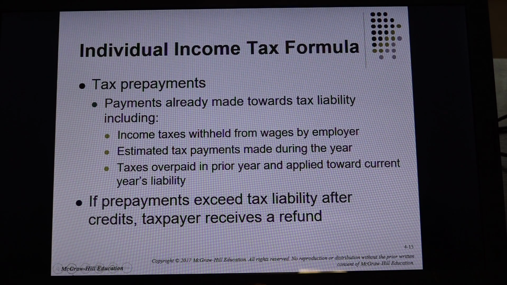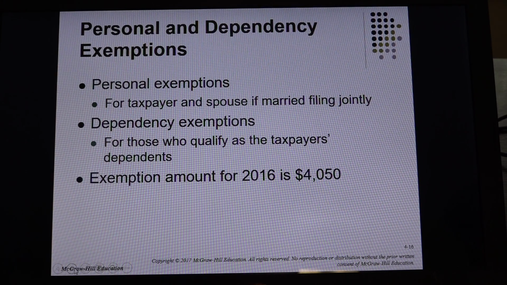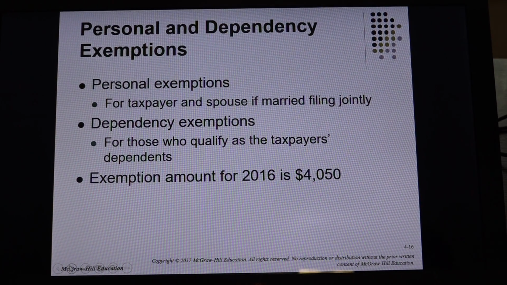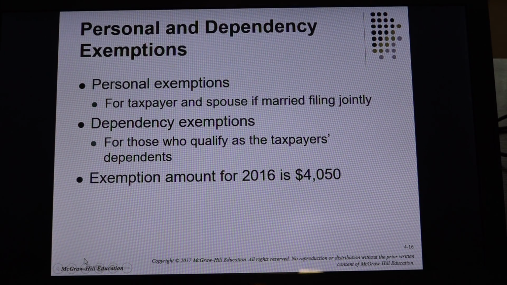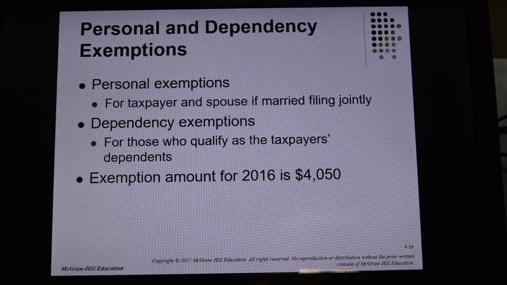All right, let's see here. And again, personal exemptions for taxpayer and spouse, if married filing, they each get an exemption. If they have dependents, then again, you have to qualify a particular person as a dependent. We'll talk about that in length. Each exemption gets $4,050. You get to reduce from AGI for each exemption $4,050.